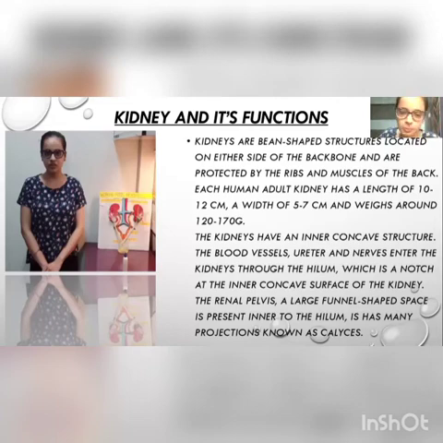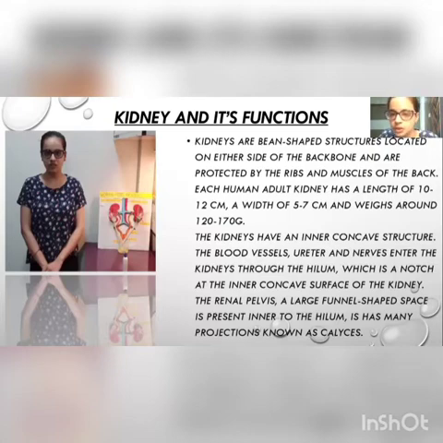Kidneys are bean shaped. So these are like bean shaped, like rajma. You call it rajma at your house when your mama makes it. So you could just assume that this is your little rajma, but it is big in size.